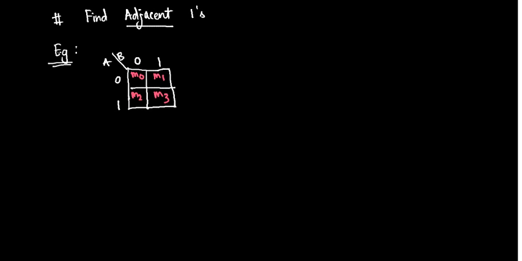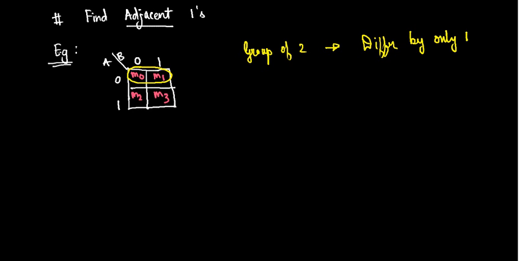It depends. I mean, adjacent means what? Adjacent by what amount? Say for example, you are saying that M0 and M1 are adjacent. That means you are making a group of 2. If you are making a group of 2, it should differ by only one variable. If that is so, it is said to be adjacent. See here, they differ by only B variable, A remains the same. So that's why they are said to be adjacent.